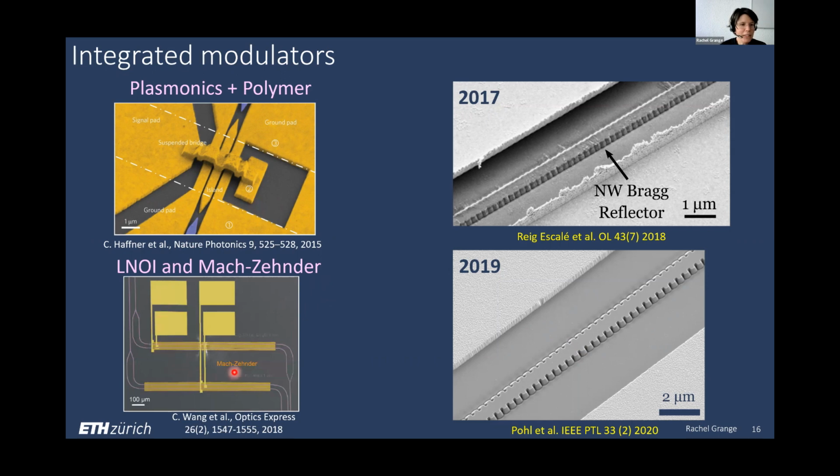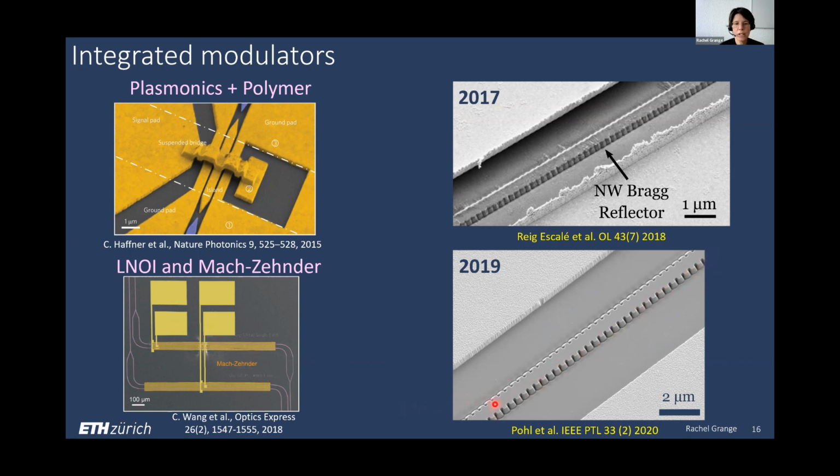Then the typical modulators are lithium niobate on insulator in a Mach-Zehnder configuration, the same as in the bulk. In a Mach-Zehnder configuration, you split the light into two arms and you induce a phase change by applying an electric field to one of the arms in a push-pull configuration, for instance. And here what you can see, we were doing a modulation using a Bragg reflector.